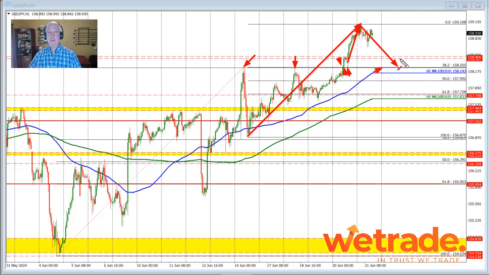Don't go below this old ceiling level right here. As long as the price remains above that level, it's more bullish. In the shorter term, it gets a little more choppy, and the price action is choppy here today.